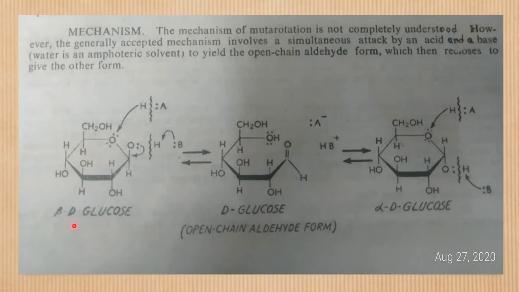This is beta D-glucose, this is the open chain structure, and this is alpha D-glucose. In the presence of an acid or base, it abstracts a proton. The oxygen atom in the pyranose ring abstracts the proton from the solution, and this bond cleaves to form the open chain structure. Further, it again abstracts a proton from the solvent to form another cyclic form, that is alpha D-glucose. These three forms are interconvertible.